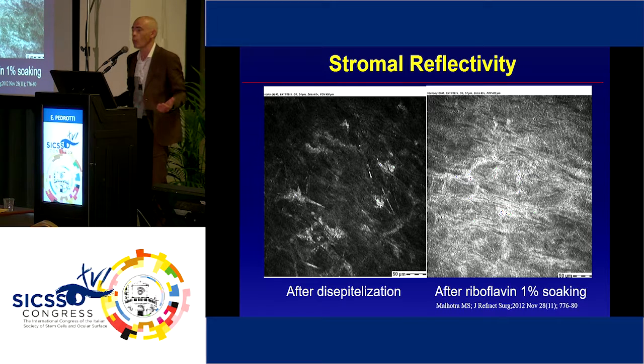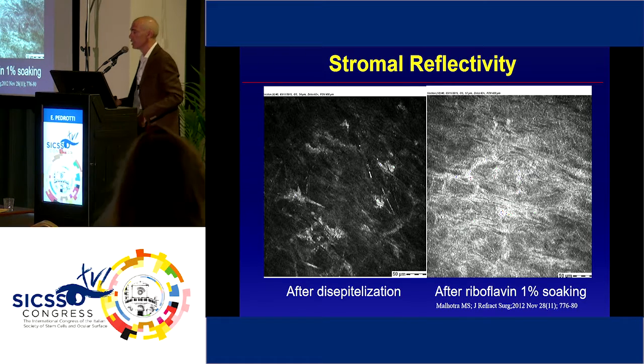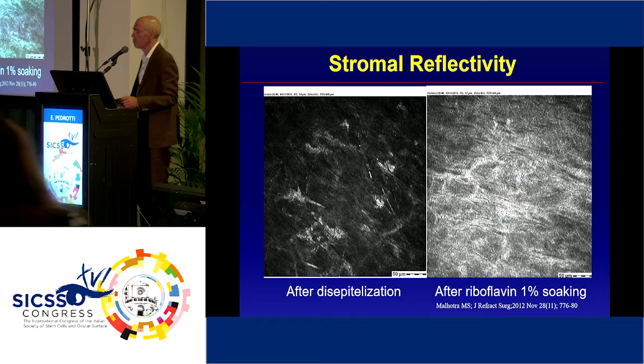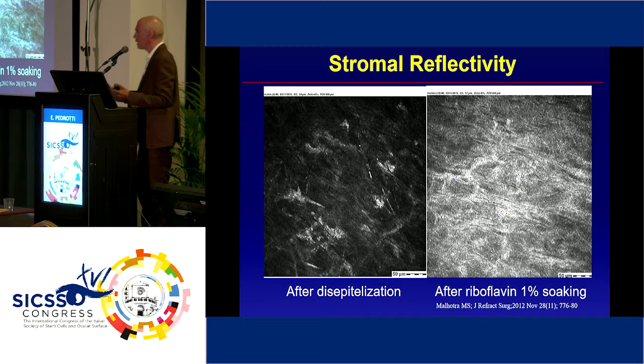We also wanted to see whether it is possible to measure the depth of riboflavin soaking. At confocal microscopy, we have stromal hyperreflectivity that shows that the stroma is soaked with riboflavin, and in our sample, riboflavin soaks the first 50 microns of stroma and doesn't get beyond that.